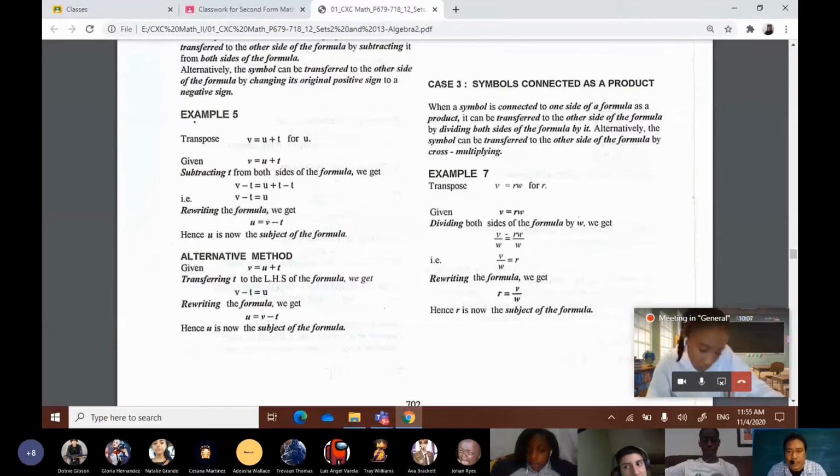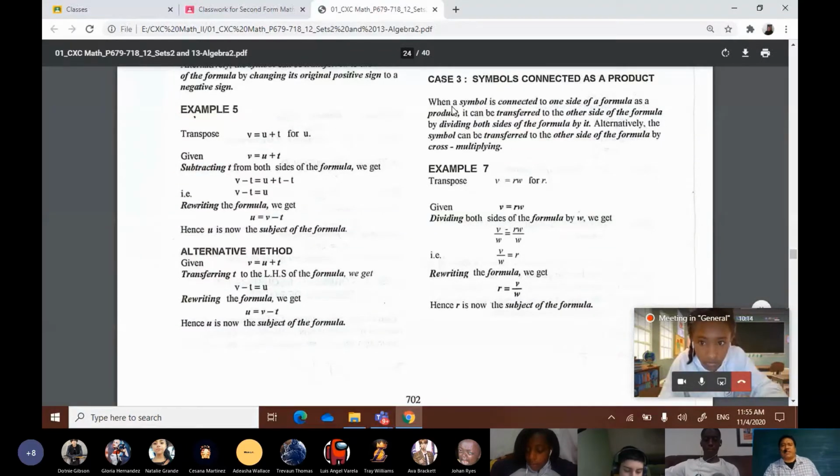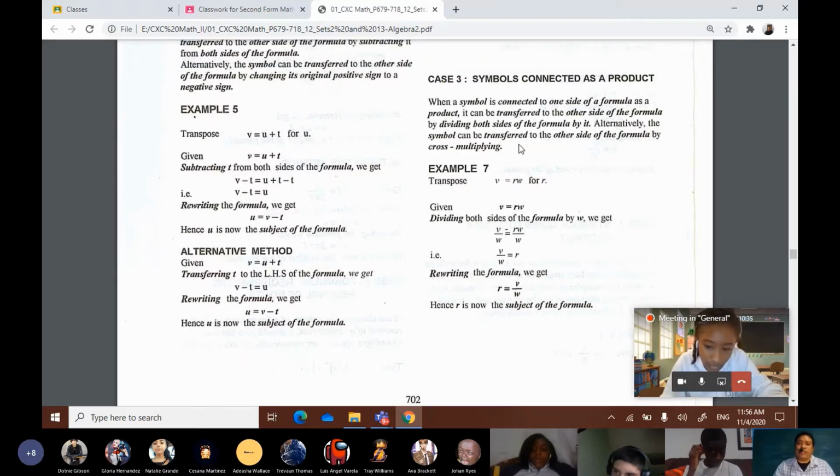So case 3, symbols connected as a product. It says when a symbol is connected to one side of the formula as a product, it can be transferred to the other side of the formula by dividing both sides of the formula by it. Alternatively, the symbol can be transferred to the other side of the formula by cross multiplying.